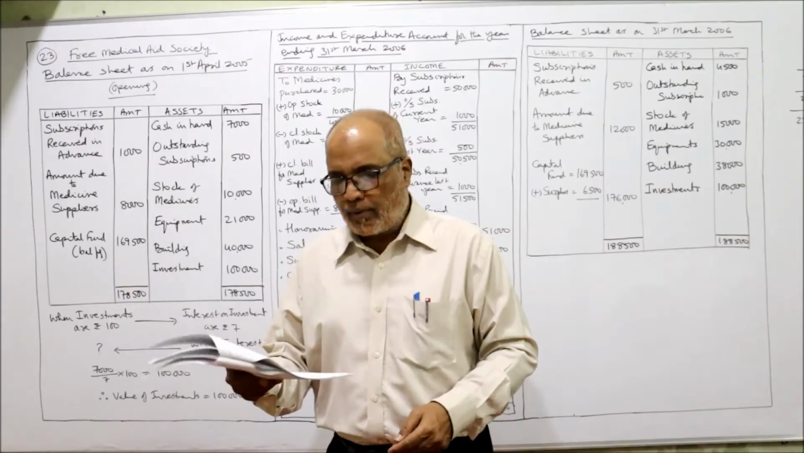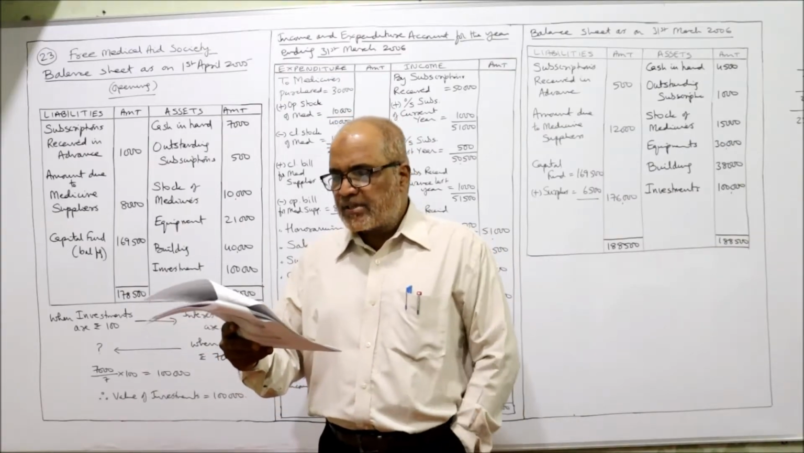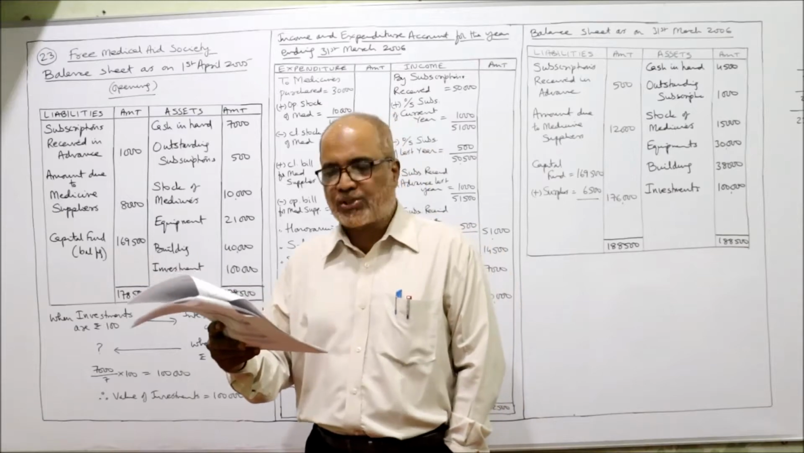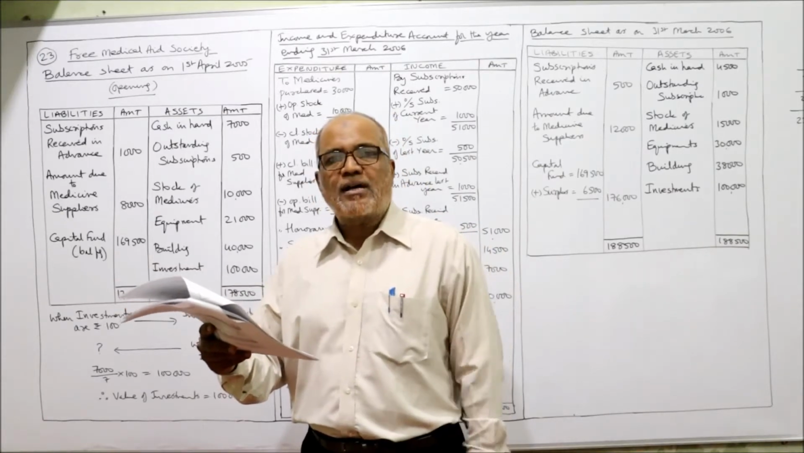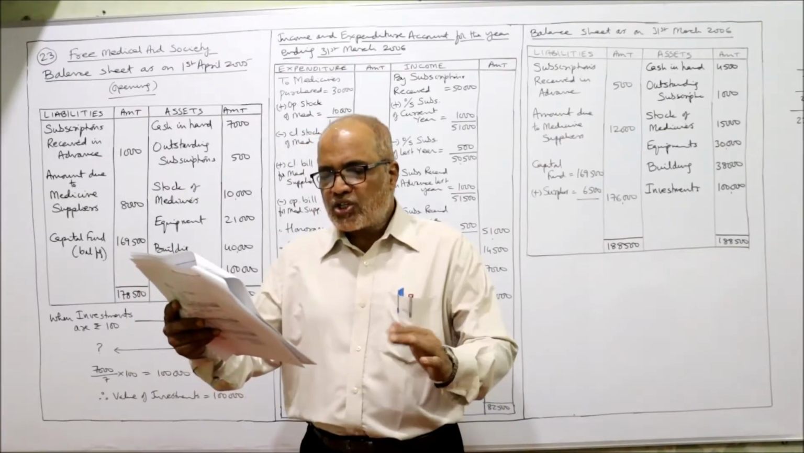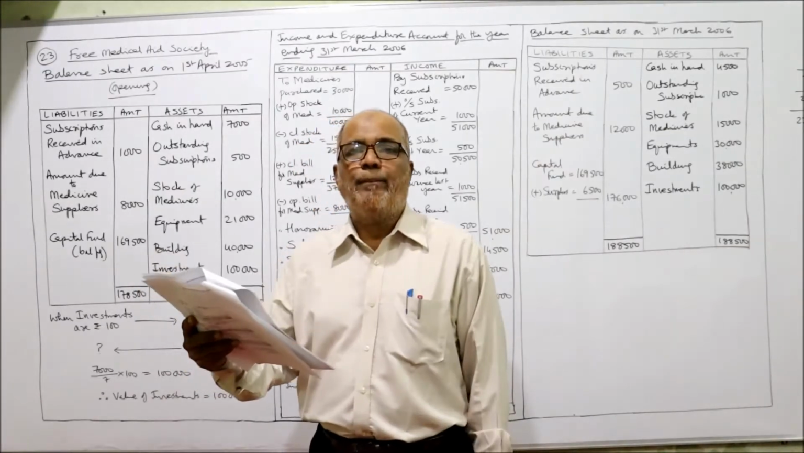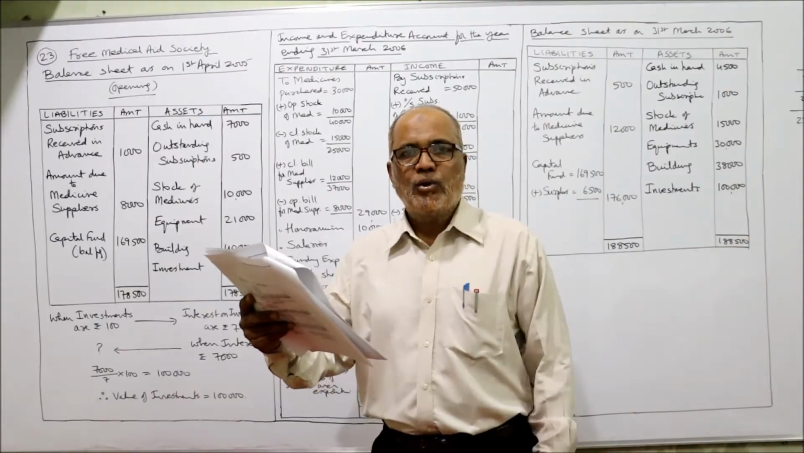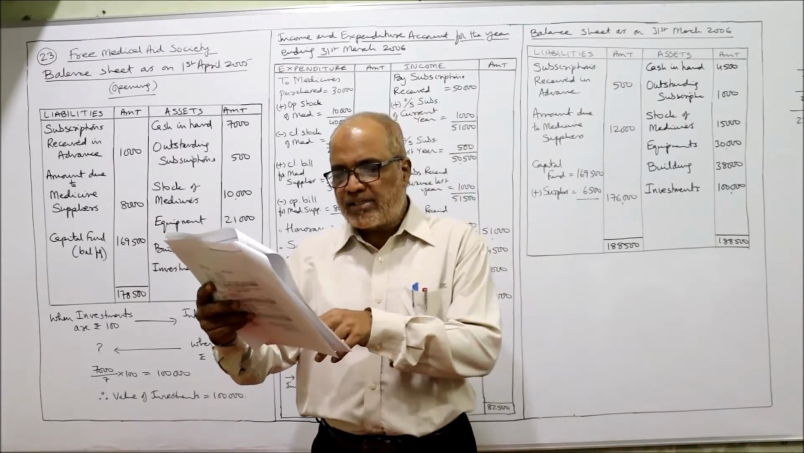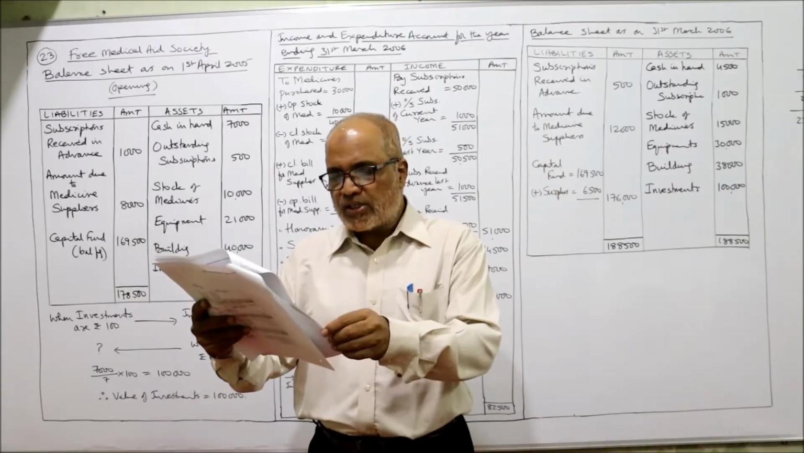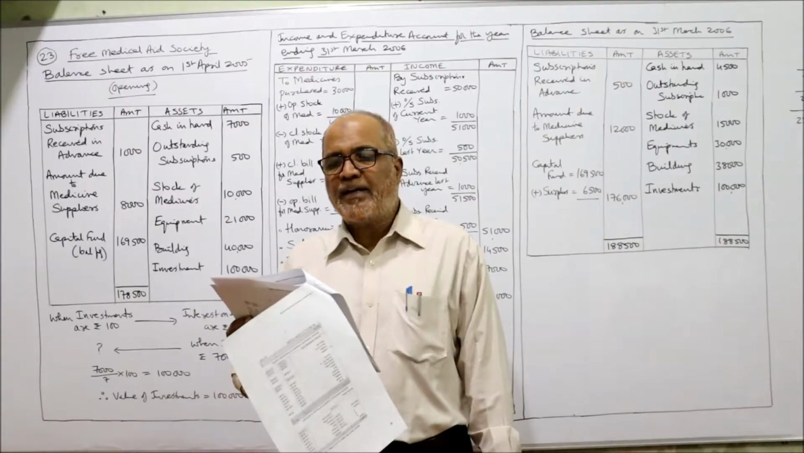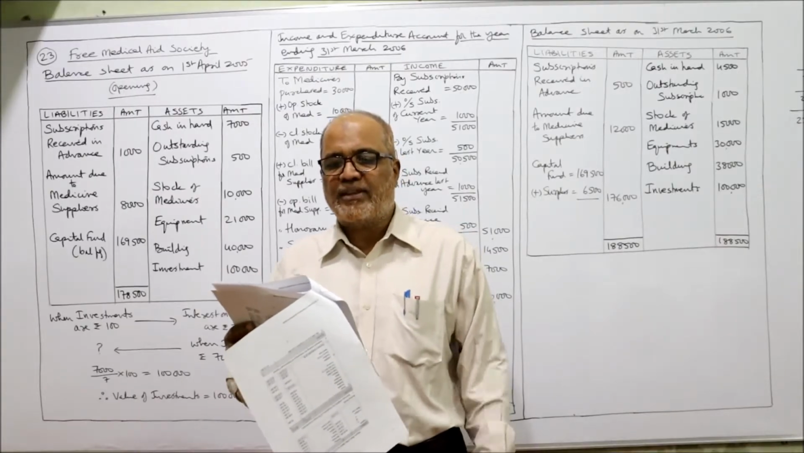Now the 23rd problem. The following is the receipts and payments account of Free Medical Aid Society for the year ended 31st March 2006. Receipts: cash in hand on 1/4/2005, the beginning of the year, the opening cash in hand is 7,000. Subscription received 50,000. Donations 14,500. Interest on investment at 7% for the year 7,000.